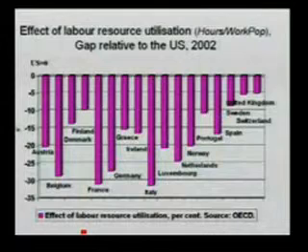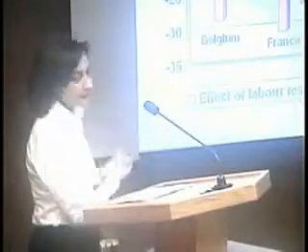So here is the second part: the total number of hours worked over the working age population. Look, the gap is always a percentage gap relative to the United States. The UK is the very last bar. The gap is the lowest. So we can say this is a good result for the UK.